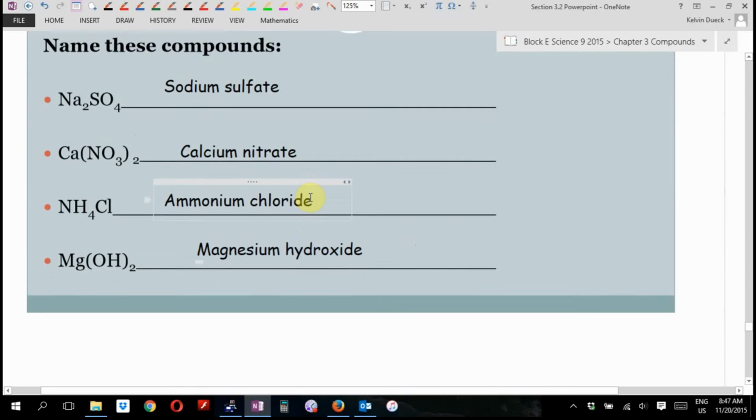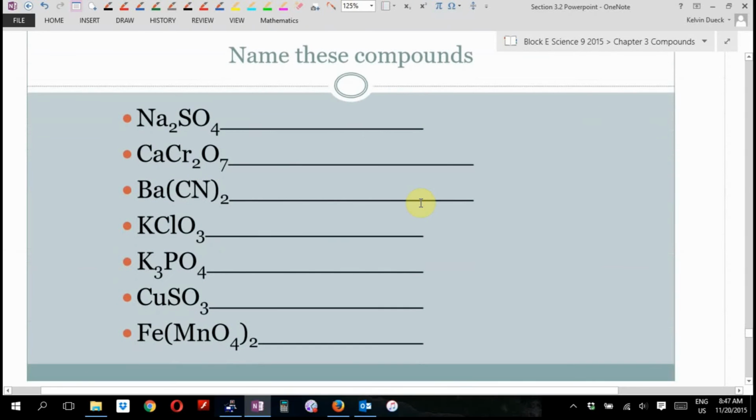Here's some new ones. What would this one be? CaCr2O7. Dichromate. Cr2O7 is dichromate. So calcium dichromate. What about BaCN? Yeah, I like this one. Barium cyanide. Barium with cyanide.